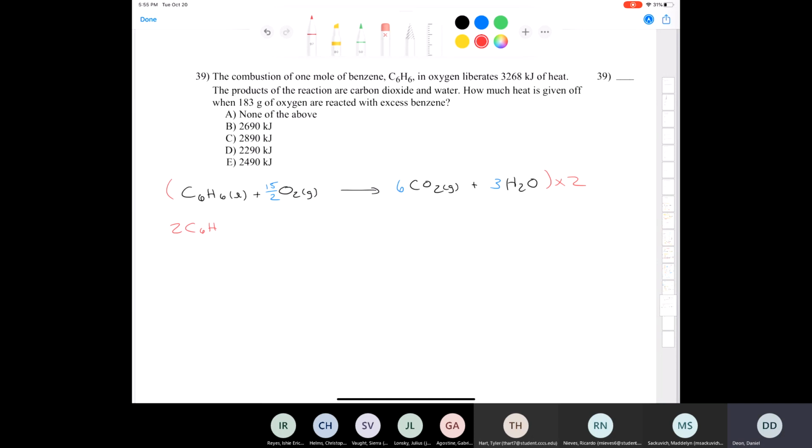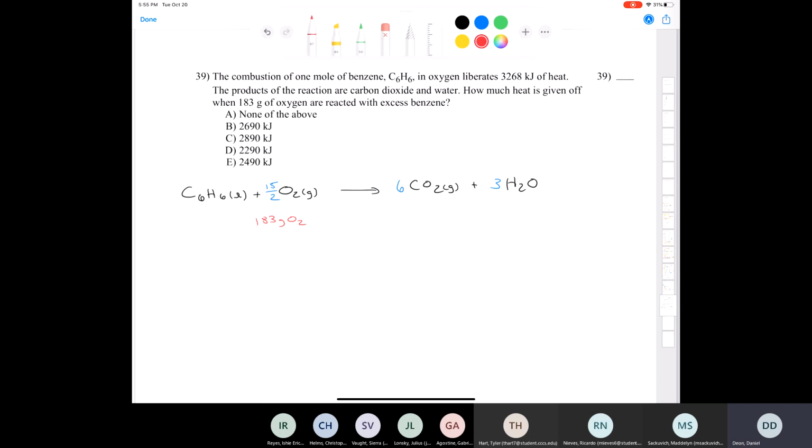It's going to react with 15 moles of oxygen to produce 12 moles of carbon dioxide and 3 moles of water. But you know what? I'm going to back up, and I'm just going to leave it the way it is because it's perfectly fine. There's no reason why we can't do the stoichiometry with a fraction in there. Okay, so I'm reacting 183 grams of oxygen, and I want to know how much heat's going to be given off, okay?